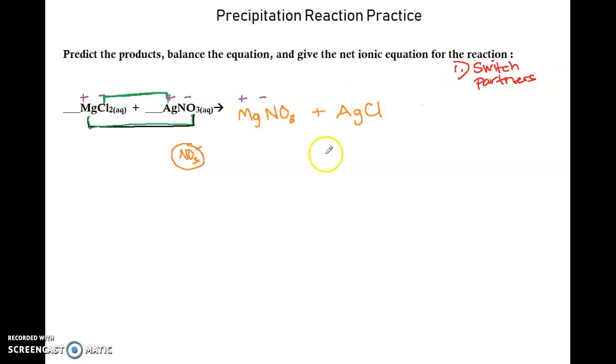Create your 2 new compounds, right? Now, step 2, check their formulas. Let's go ahead and write that, and then I'll explain what I mean. Just because we switched them does not mean that this is actually the correct formula for magnesium nitrate or silver chloride. And this is where we need to consider those charges and what they really are.